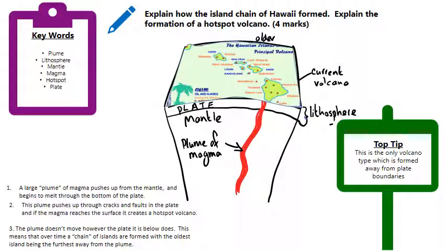So the plume doesn't move, however the plate it is on below it does. This means over time a chain of islands, so these islands here are classified as a chain, they're all part of the same thing, with the oldest island being furthest away. So if ever you've got to label it, the oldest island is always the one that's furthest away from the active volcano, here, and the direction of the plate movement is always from young to old. Okay.